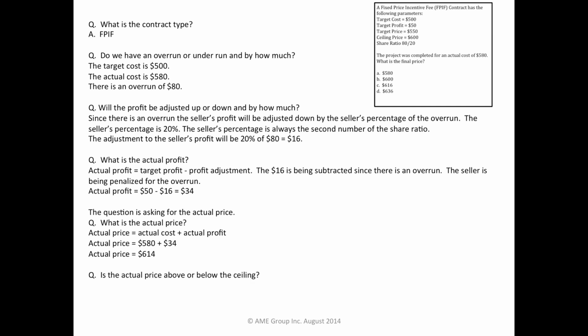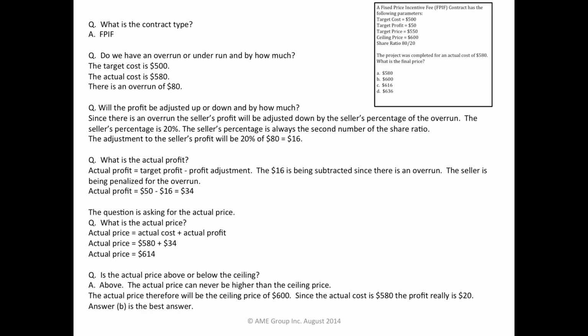No. Is the actual price above or below the ceiling? Above. The actual price can never be higher than the ceiling price. The actual price, therefore, will be the ceiling price of $600. Since the actual cost is $580, the profit here is really $20. Answer B is the best answer. This is all we need to know to get this kind of question right on the PMP exam.